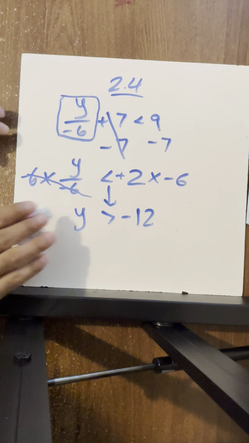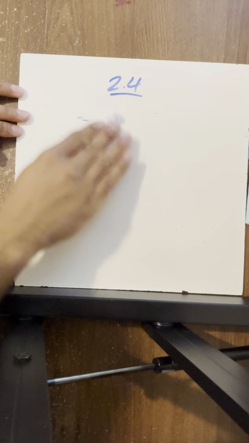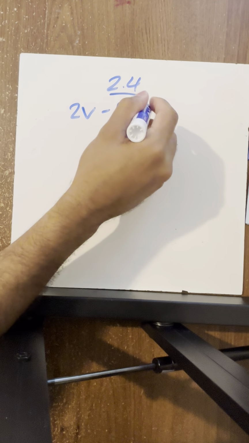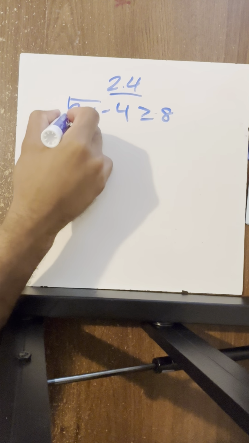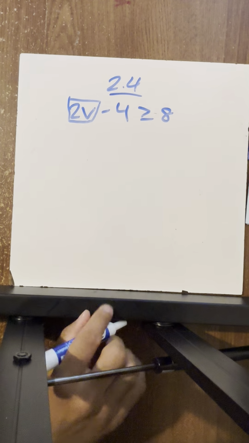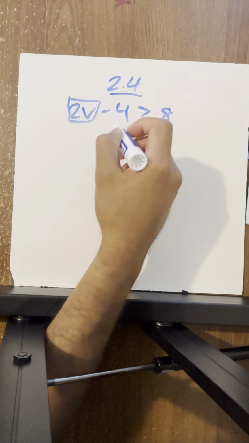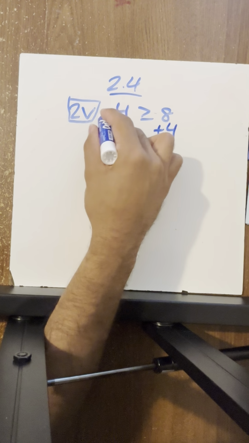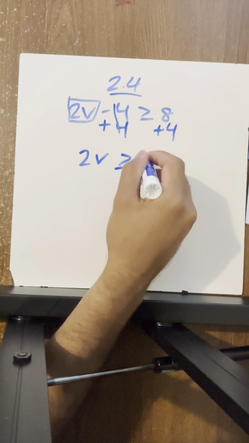All right, let's go and take a look at the next question. What we have is 2v minus 4 is greater than or equal to 8. Like I always say, in multi-step inequalities or equations, go ahead and block off the 2v, protect it, and let's see what else we have to deal with first before we can deal with the 2v part. So plus 4, because it was -4, we're going to add 4 onto both sides. So we get 2v is greater than or equal to 12, right?